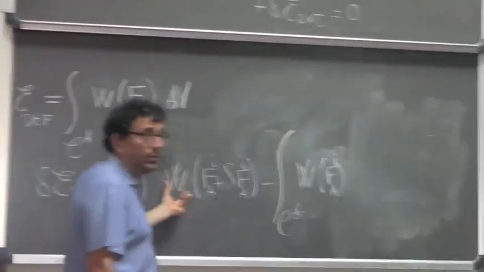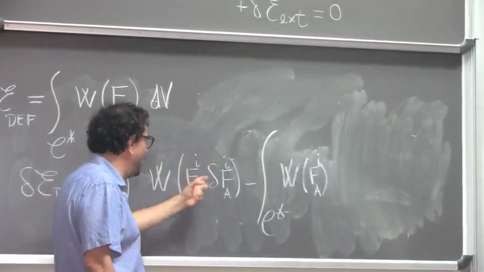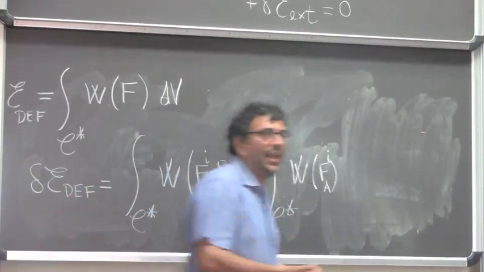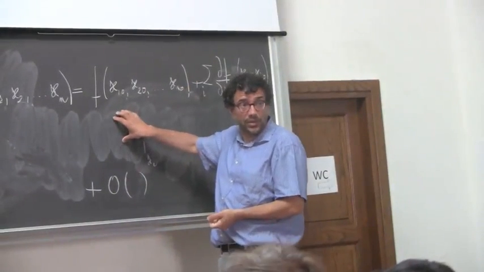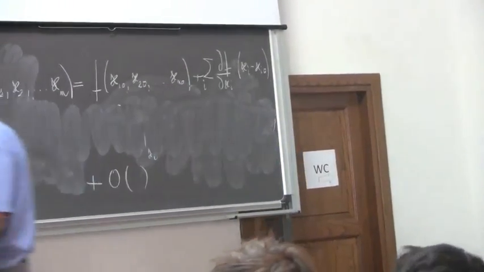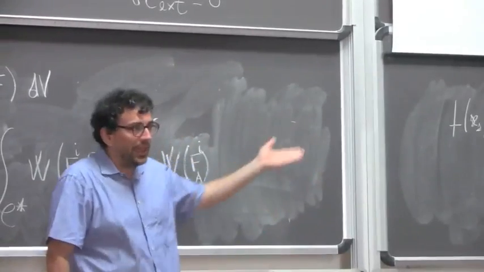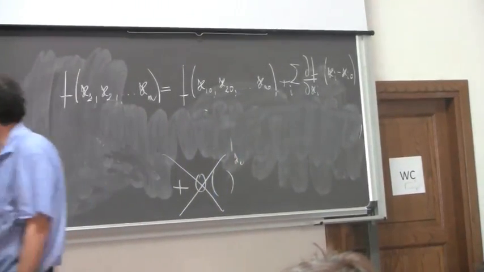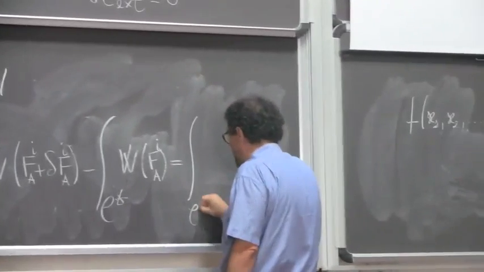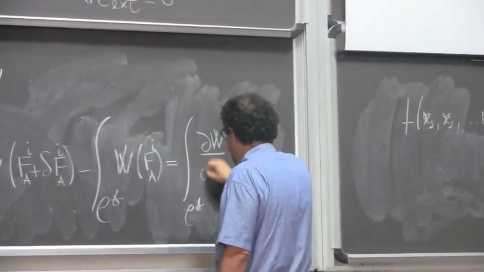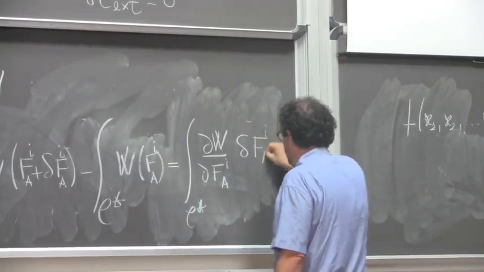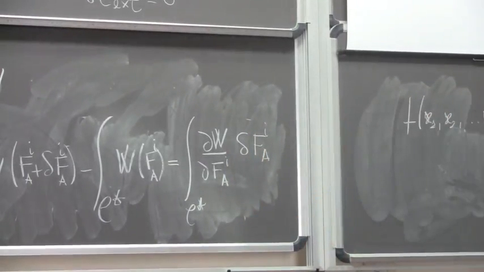Now, what do we have here? We have W, which is a function of F(A). So you have a function of 9 variables, the 9 components of the matrix F. I can apply this Taylor expansion. As this is the first variation, I can forget higher order terms. So this I forget. Okay, so this is equal to the integral over C star of dW over dF_ai delta F_ai in A. Summation over repeated indices.